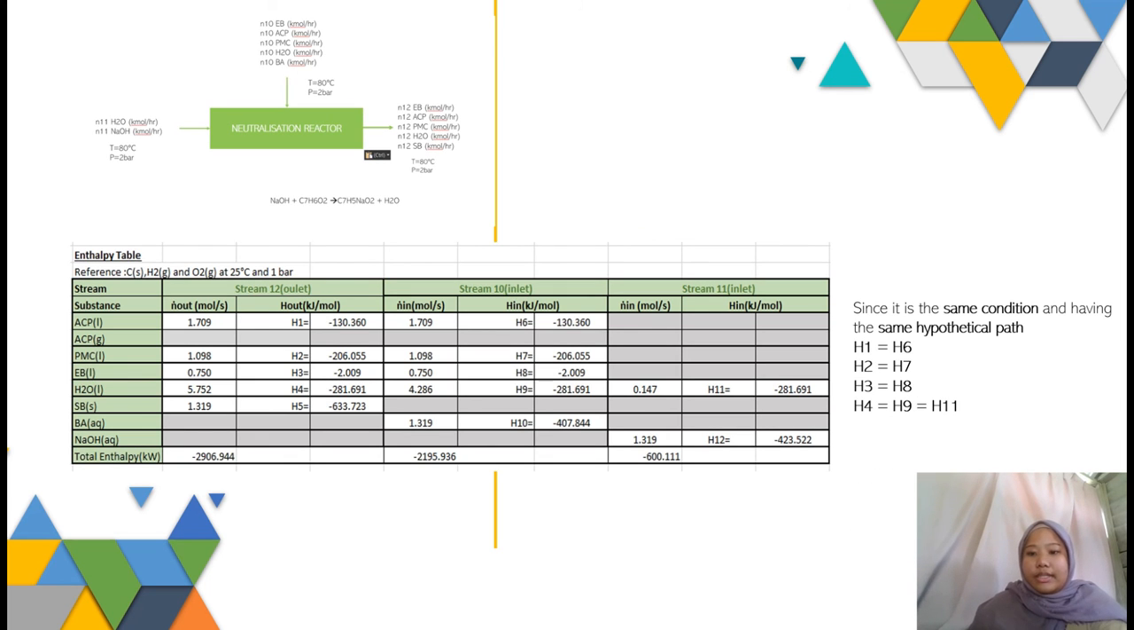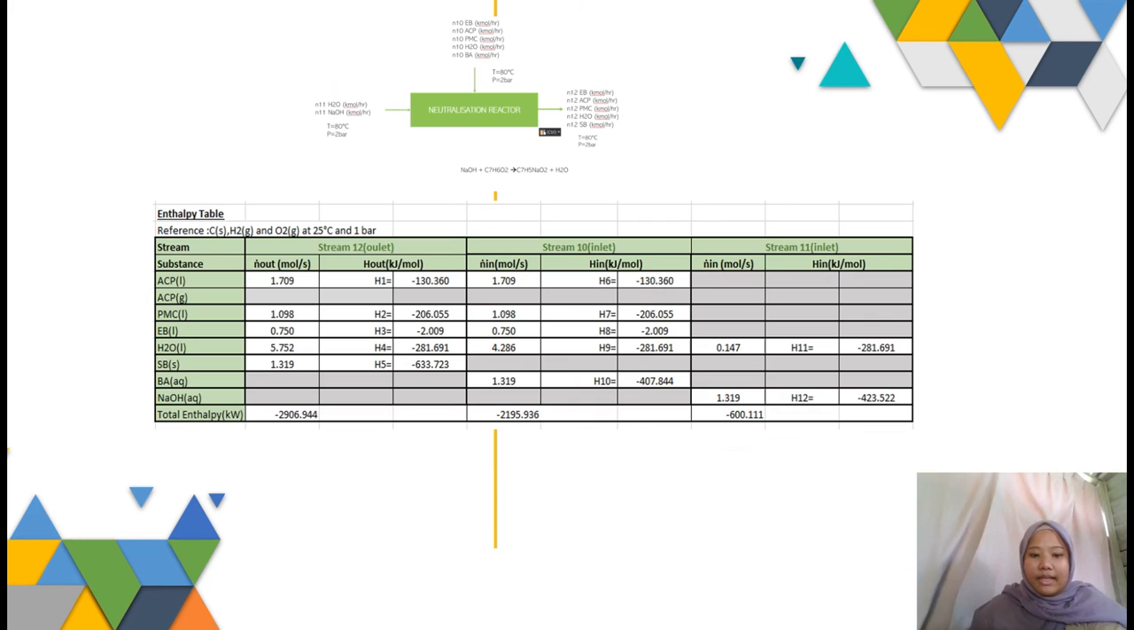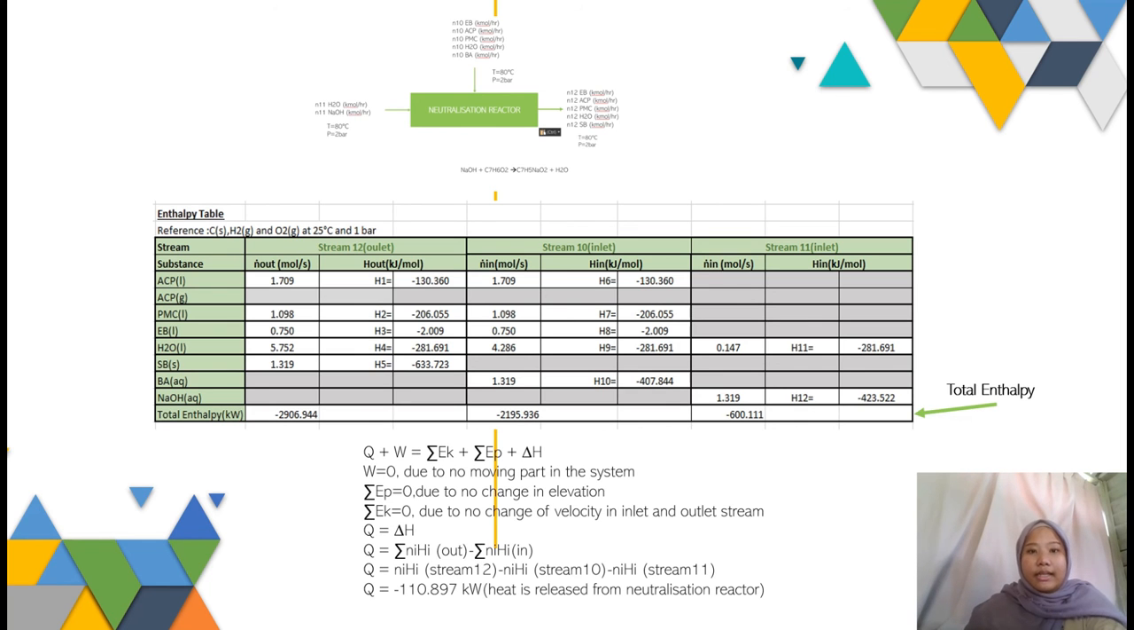Since it is the same condition and having the same hypothetical path, we conclude that H1 is equal to H6, H2 is equal to H7, H3 is equal to H8, H4 is equal to H9, and also H11, like we see here in the table. So we make a total enthalpy at the bottom of the table, and we calculate for the heat.